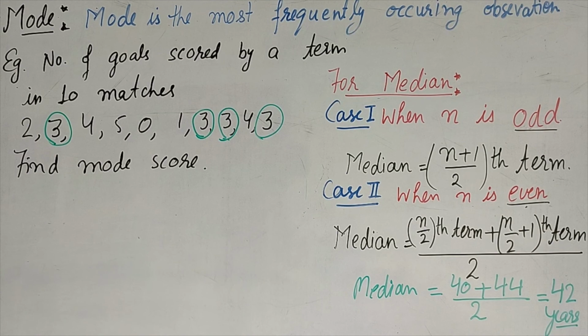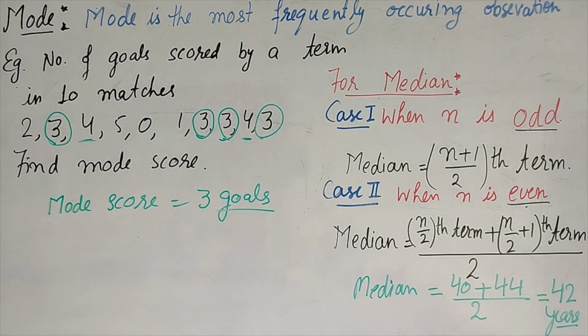So in 4 matches, the goals are 3, 3, 3, 3. And if you think about any other number, 4 goals, 4 goals were scored only in 2 matches. Okay, so the maximum frequency, the maximum repeating number is 3, so the mode score is 3 goals.